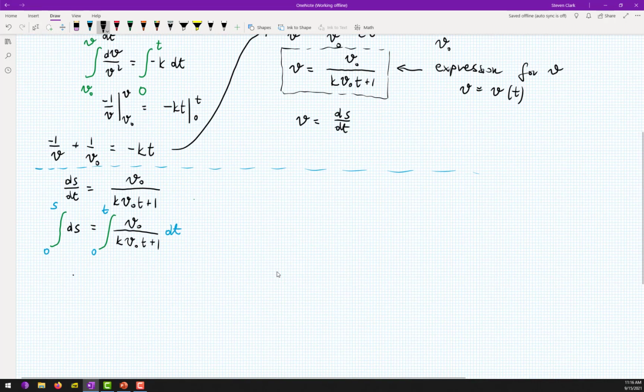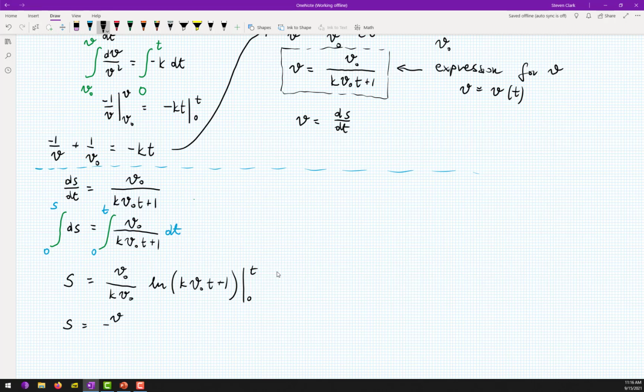And we'll end up with s, and if I remember correctly from school, this will be v0 divided by k v0, natural log of (k v0 t plus 1), from 0 to t. And that will be basically this. Yeah, and I can simplify it even. I can simplify this guy with this guy. This is 0, so we can even simplify it further.